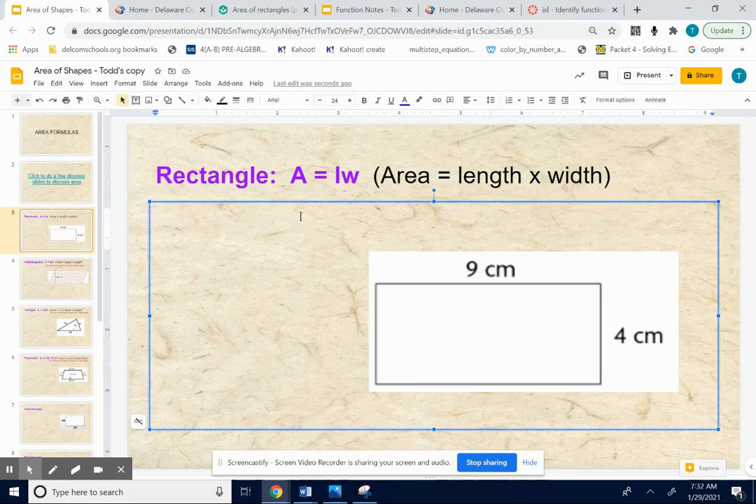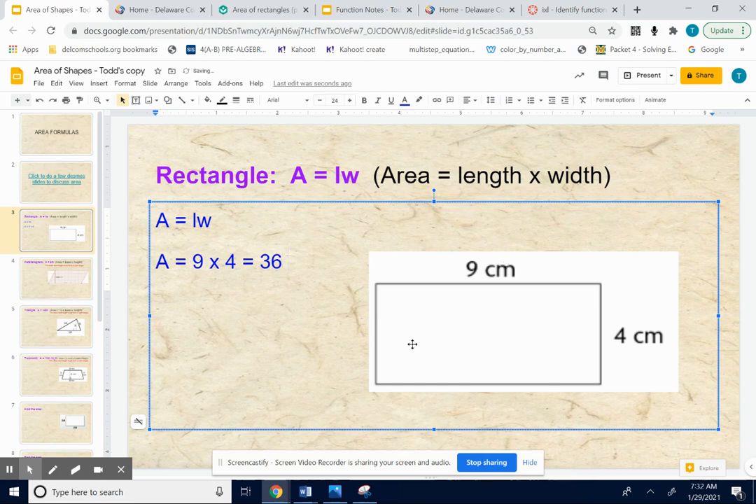So to find the area of a rectangle, if it was me, I would write down the formula, LW, and then I would plug the numbers in. I would plug 9 in for length, it's the longer side, and I would plug in 4 for width, because it's the shorter side. Okay, 9 times 4, you just multiply those together, 36.